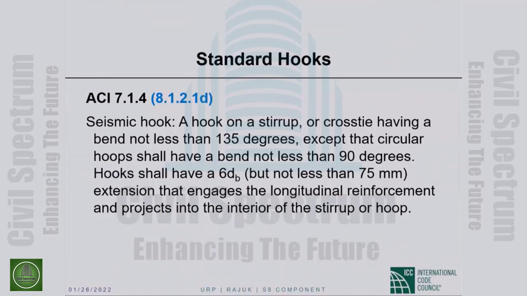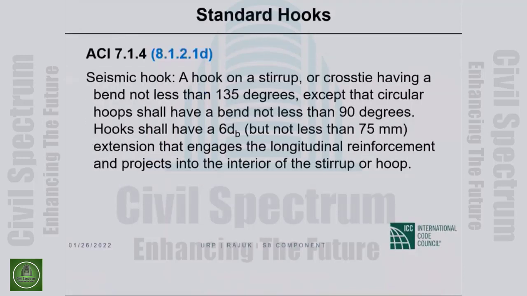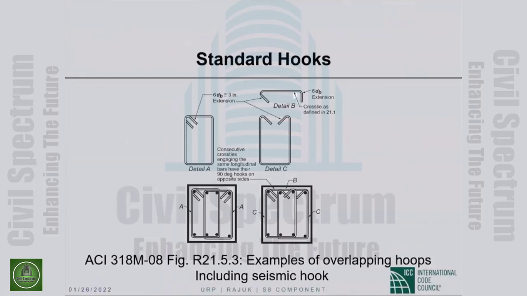A seismic hook has a 135-degree bend, 6 bar diameter extension, but the 6 bar diameter shall not be any less than 3 inches. As I said a couple of minutes ago, I was talking about something else. So a seismic hook, very, very important in seismic design, as you will see, is a 135-degree bend with a 6 bar diameter extension, but the 6 bar diameter shall not be any less than 75 millimeters.